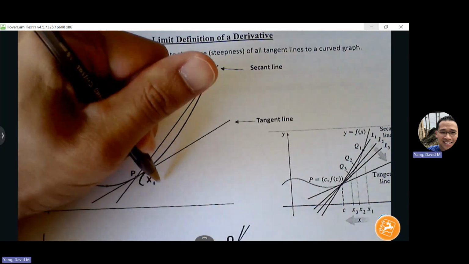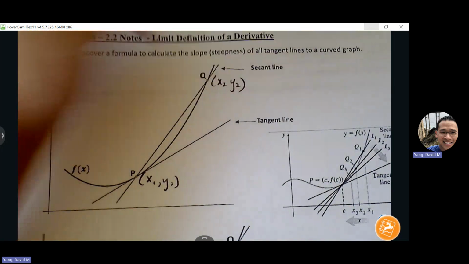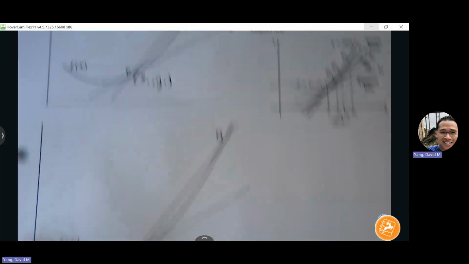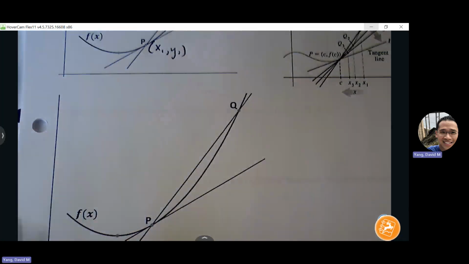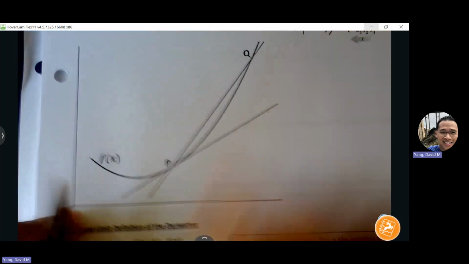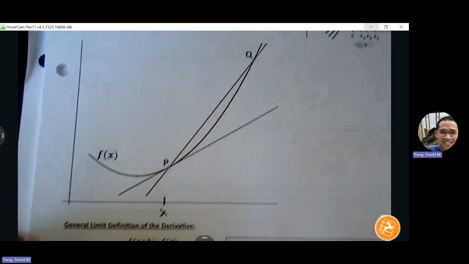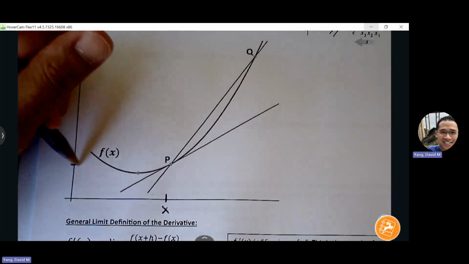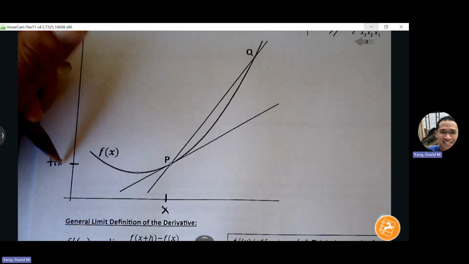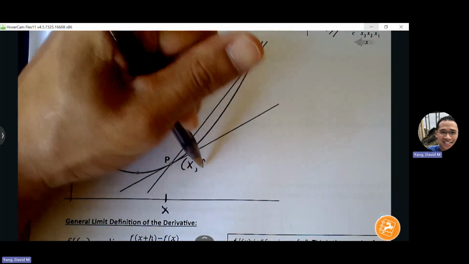Okay, so point P is still going to be x1, y1. Point Q is still x2, y2. But let's go down to this bottom diagram here. Let's say that point P is some x distance away from the origin, so I'm going to call this point x value. And if I plug x into the function, then I'm just getting f of x, the y value associated with that point P. So then point P is x comma f of x.